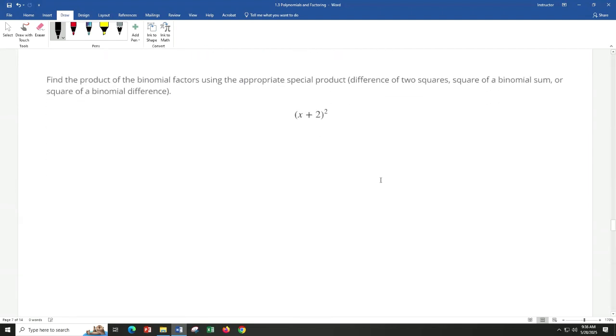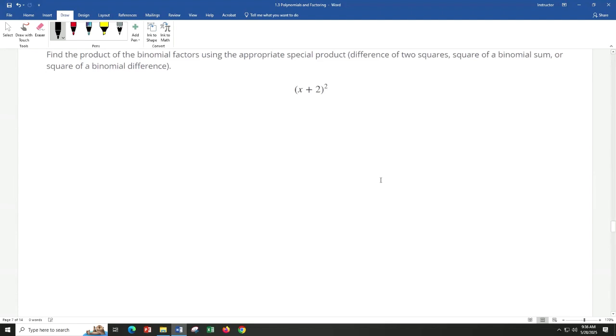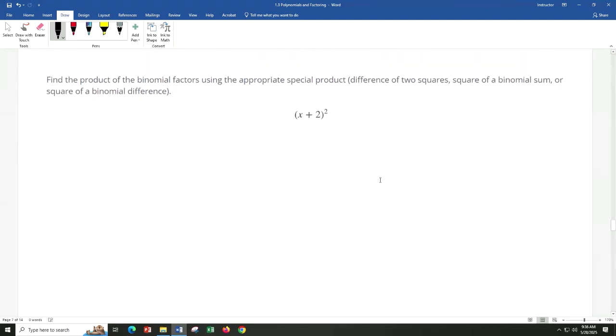How about that one? What does that look like? Does that look like a difference of two squares, square of a binomial sum, or a square of a binomial difference? Well, first off, can we get rid of the difference? Yes. Because do you see a difference in there? No. A square of a binomial sum is the same thing of them saying this, a perfect square.